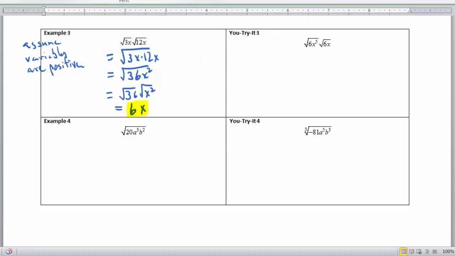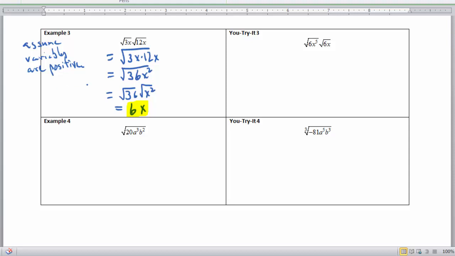It's already going to be positive. So we don't have to worry about that. So again, that one actually worked out perfectly, right? There's no radical in the answer, because 36 is a perfect square and x squared is a perfect square. So we just end up with 6x. Okay. Now 4 is the only one out of these first 4 that we did where you're actually going to end up with radicals in the answer.